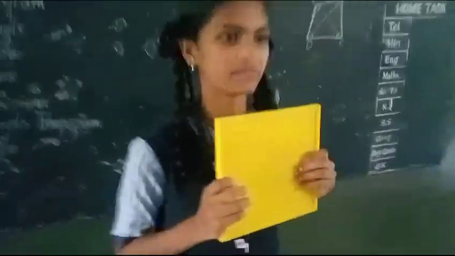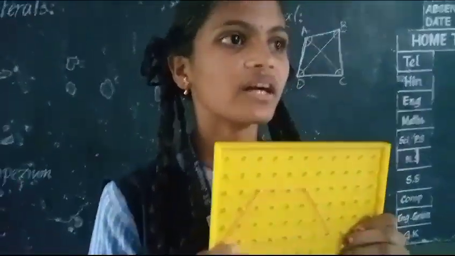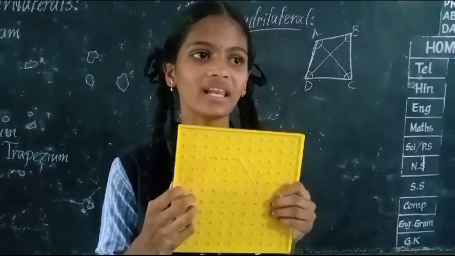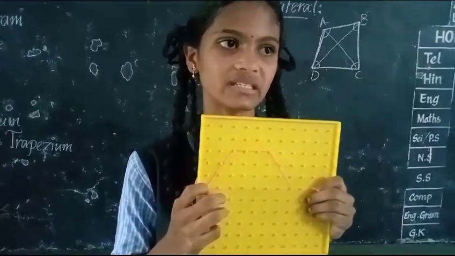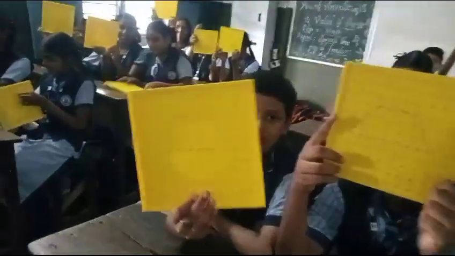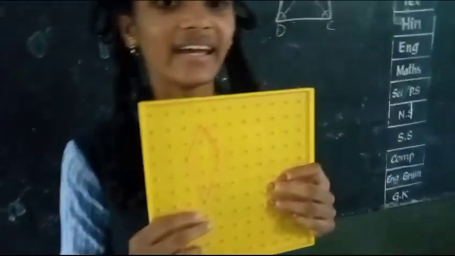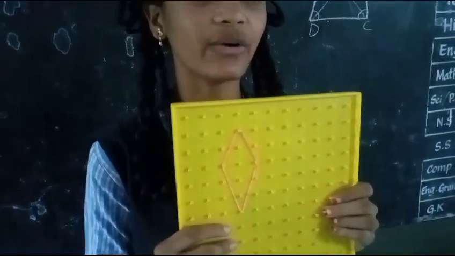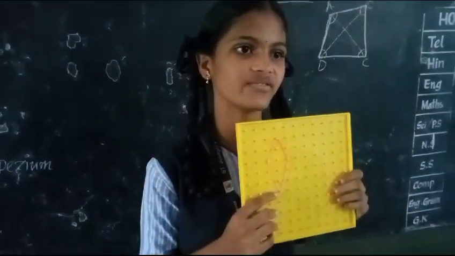This is isosceles trapezium. If two pairs of non-adjacent sides are unequal, it is called an isosceles trapezium. This is a figure of isosceles trapezium. Next one is kite. In a quadrilateral, if two pairs of adjacent sides are equal, then it is known as kite. This is a figure of kite.